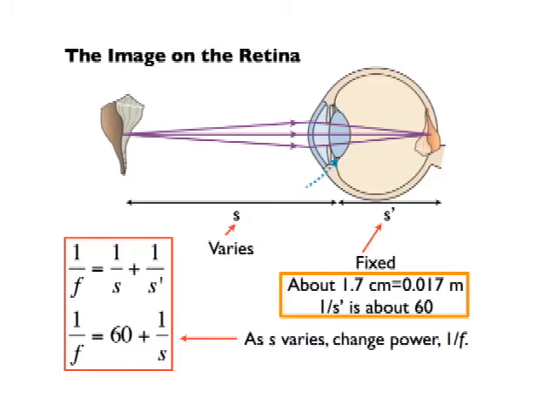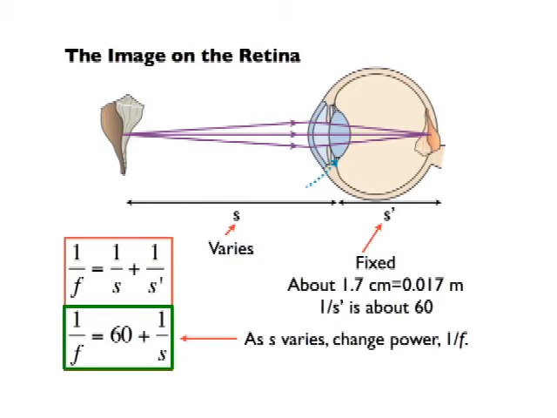And so you can change that. But I'm going to approximate, it's this long, and then it gives me this. 1 over s prime is about 60. And actually, that's right. In this equation, 1 over s prime is about equal to 60. So I'm going to take this equation, and when I'm working with your eye, it turns into this: 1 over f is equal to 60 plus 1 over s.